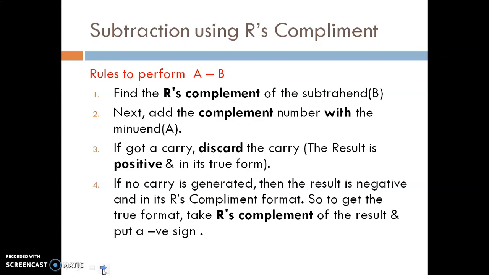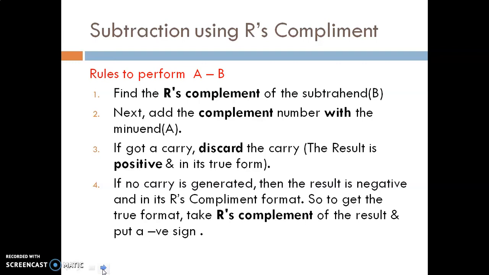We have seen that in 2's complement, we take the 2's complement of the subtrahend, and then that will be added with the minuend. If a carry is generated, it means that the result is positive, and we will be discarding that carry. The result will be in true format. But if no carry is generated, the result is negative, and we have to take the 2's complement of the result to get the actual result and put a negative sign.